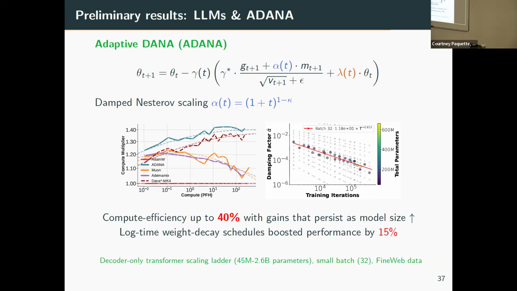It has the same number of hyperparameters as Adam, by the way. You don't even have to change the architecture. It's just a matter of choosing the schedules properly.